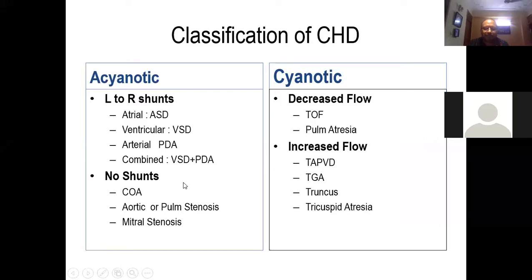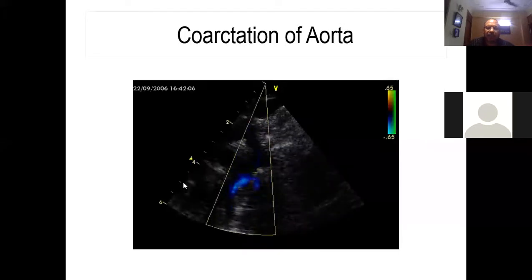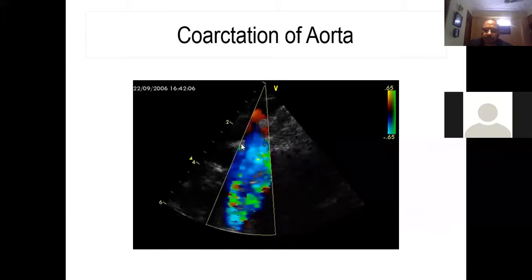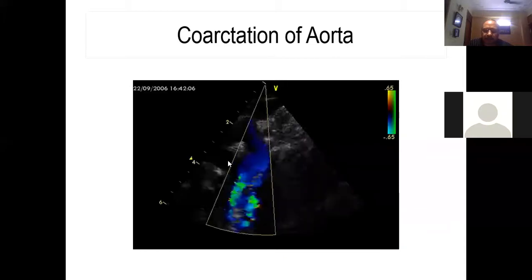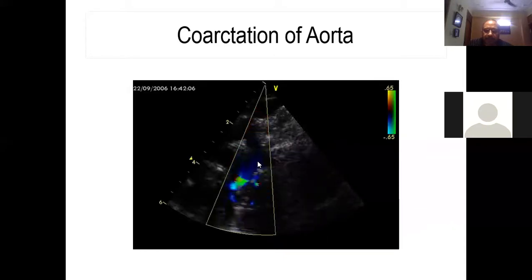Let's see example 1 or 2 for coarctation of aorta. Where do we look for a coarctation of aorta? We look for a coarctation of aorta in the suprasternal notch. Here is the aorta, here is a pulmonic artery, here is the aorta.